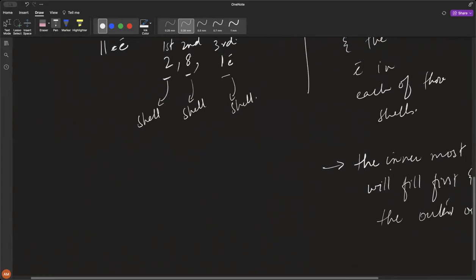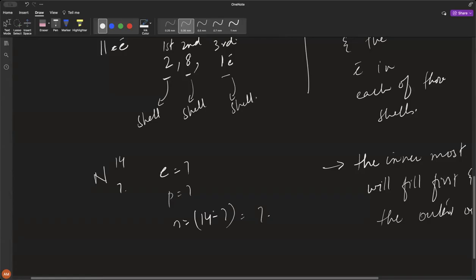So let's say if you have nitrogen. Nitrogen, how do you write it? What is the atomic mass of nitrogen? Any idea? 14. The atomic number is 7, which means it has 7 electrons, 7 protons, and neutrons: 14 minus 7 is 7 as well.